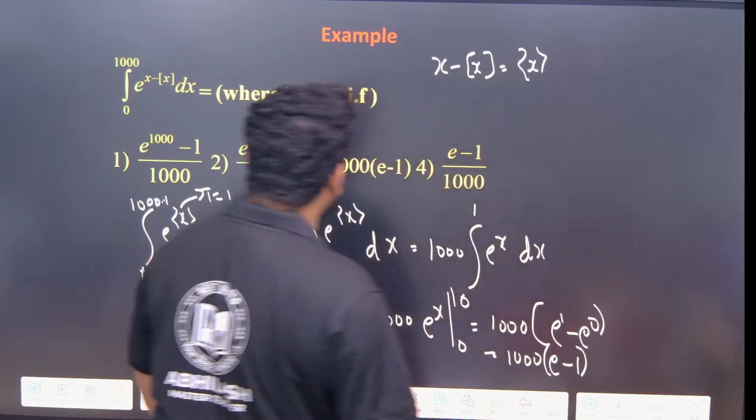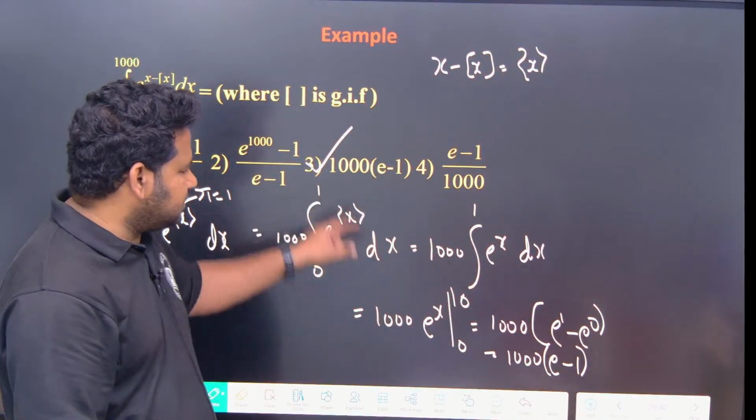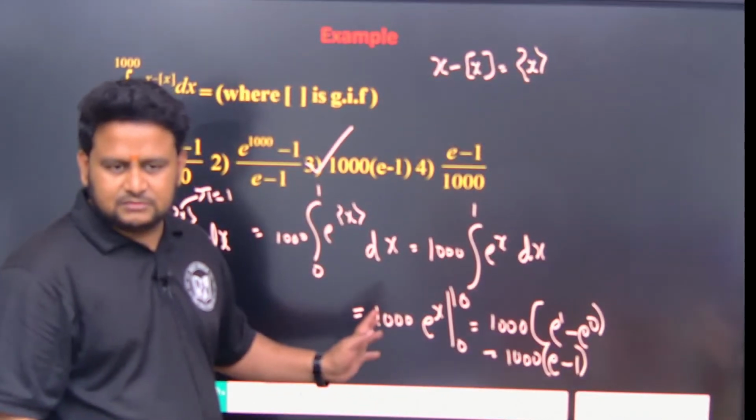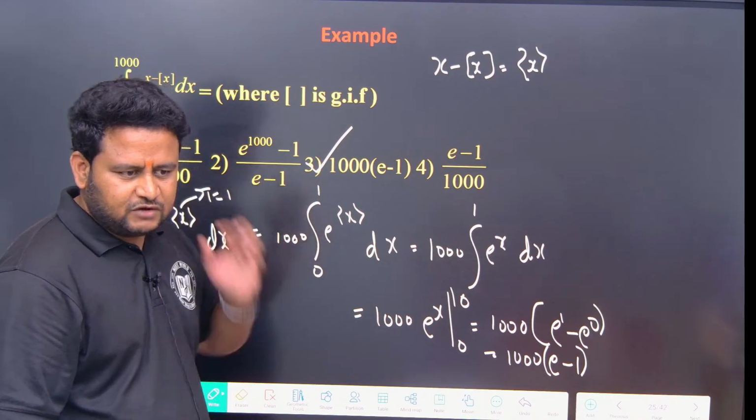Okay, 1000 into e minus 1, which is the option? Third option. This is 1000 into e minus 1. Understood? Sahiti, Siri, Sharan, Anusha, Bhavani, Akshaya, Gayatri, Vaishnavi, Spandana.